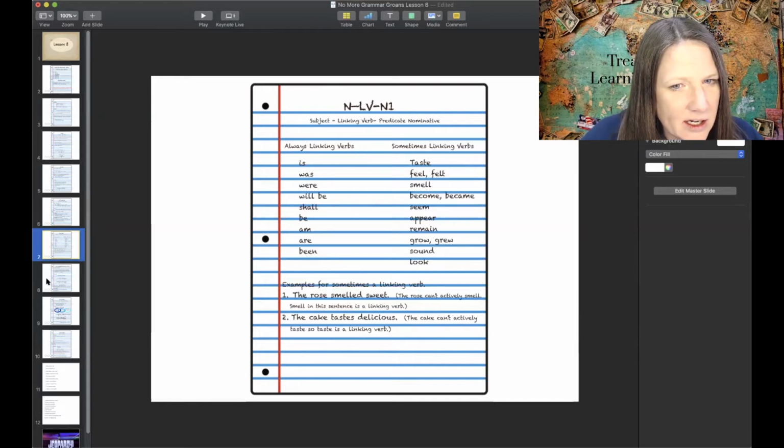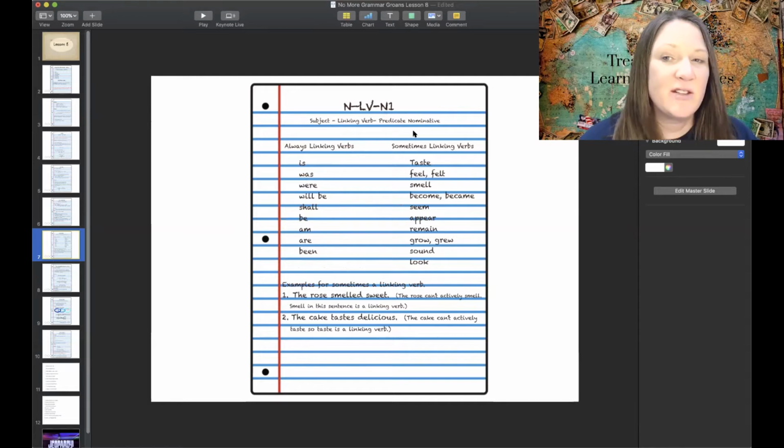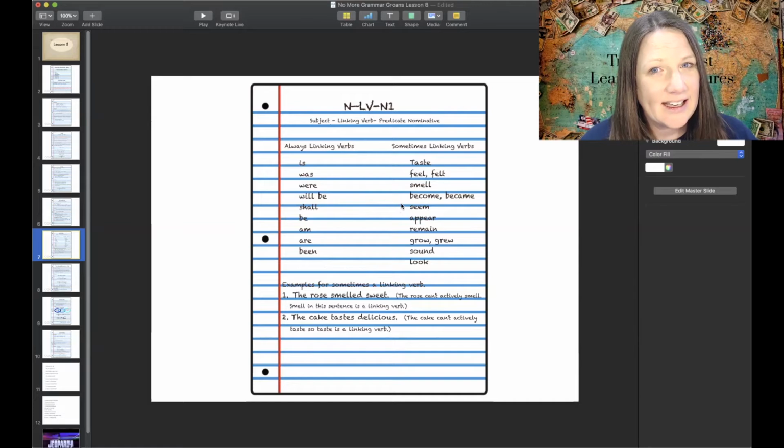Let's look here. The noun linking verb, noun 1. As you can see, always a linking verb. Many of those look like be verbs or are be verbs. The N1 stands for what? Predicate nominative. And sometimes they are linking verbs. These linking verbs here, there are sometimes linking verbs like taste, feel, felt, and we use those in sentences in which they're not being an action anymore.